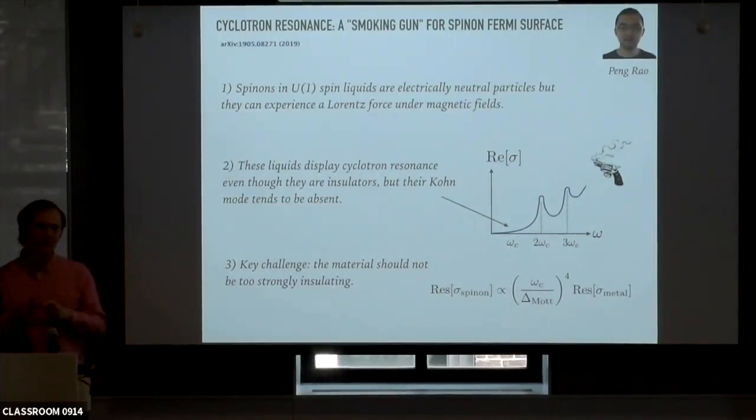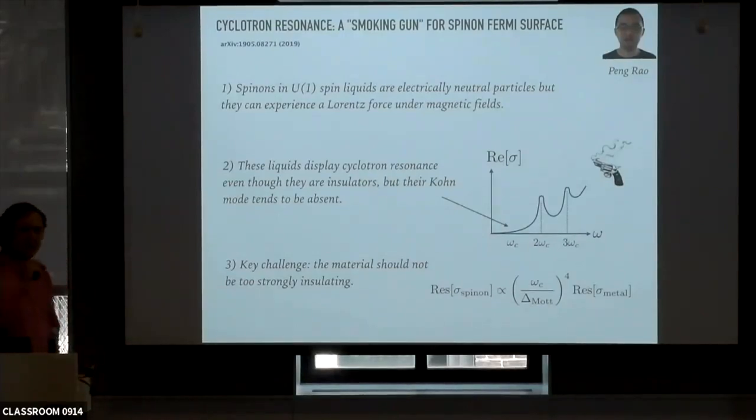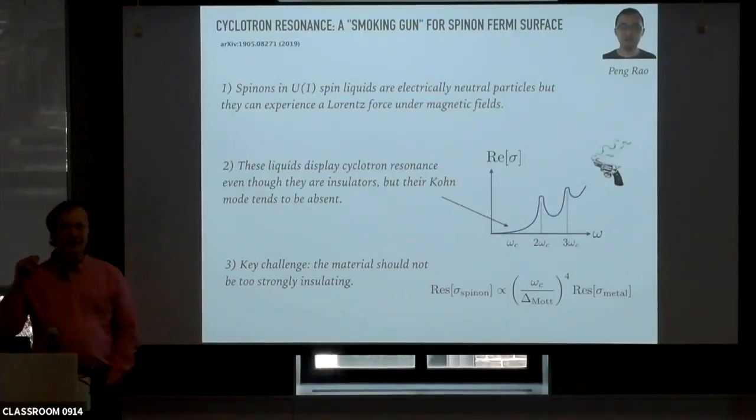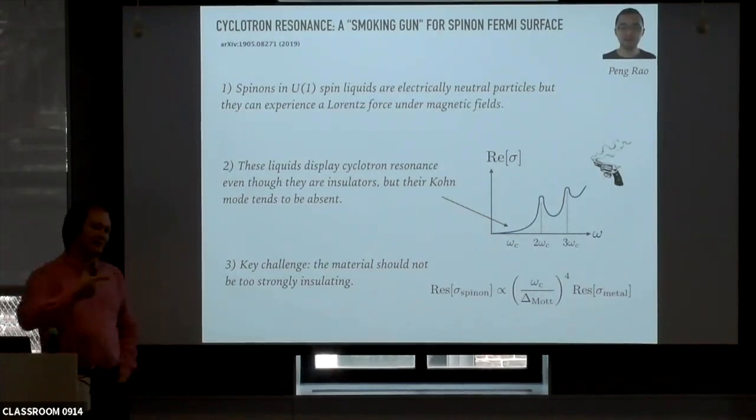This is closely related to the fact that they are strongly coupled to a U1 gauge field. So in metals, typically the Kohn mode would be the strongest harmonic of the cyclotron resonance. So they'll display all the higher harmonics, but they will lack the Kohn mode. The key challenge to observe this is that the residue of these higher harmonic peaks of cyclotron resonance will die as the materials become more and more insulating.